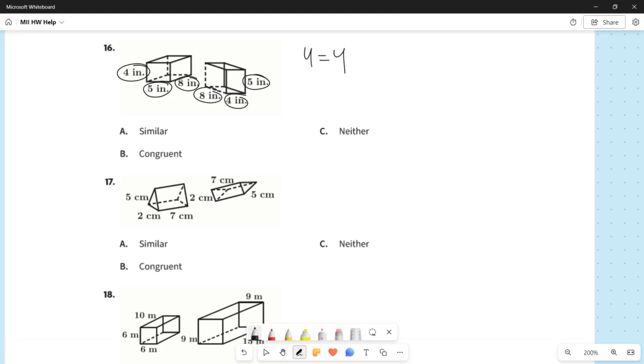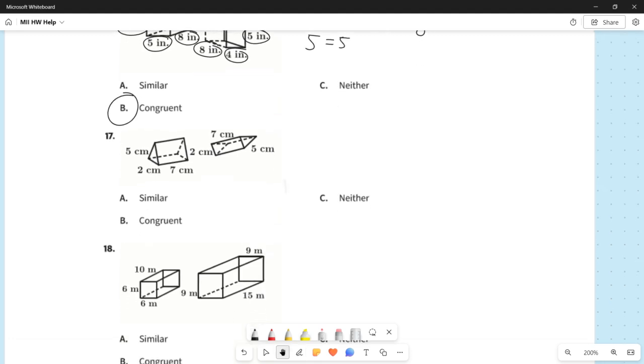4 equals 4, 5 equals 5, 8 equals 8. Well, they're the same figure, so they're congruent. And if you wanted to put this into words, you just say all the dimensions are the same. And if all of the dimensions are the same, then they're the same figure. So for 16, our answer is congruent.